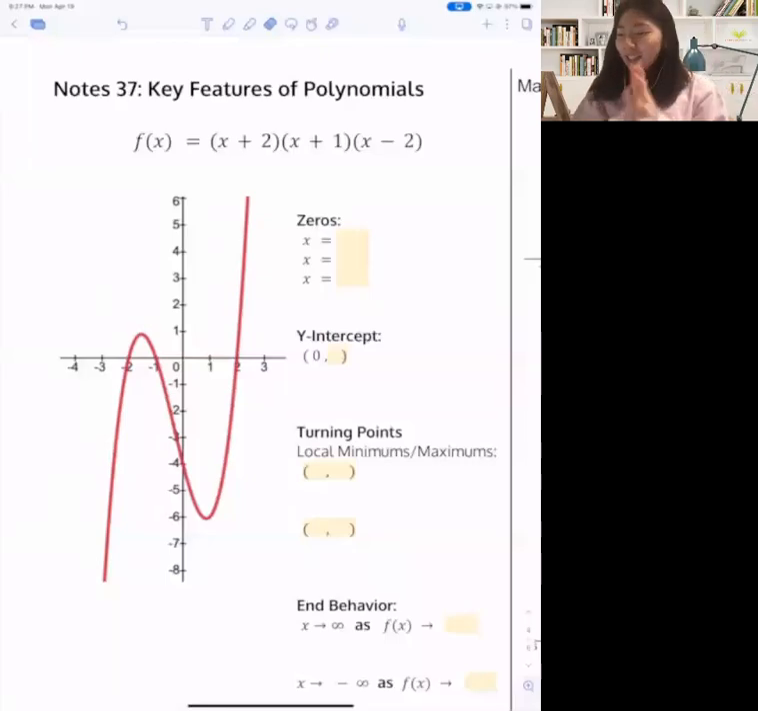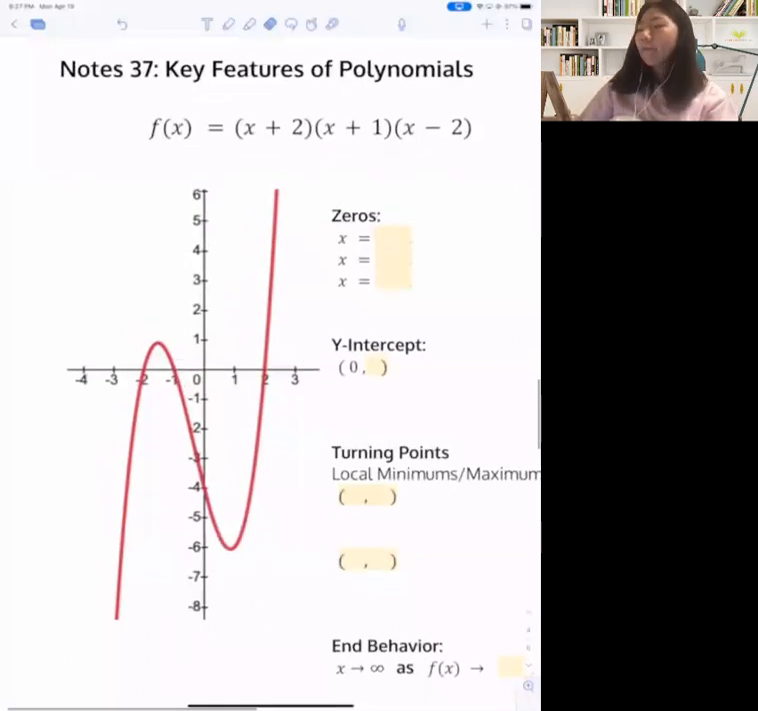Hello team! So today we're going to be looking at key features of polynomials. For the past few lessons, we've been working with polynomials, and let's see what new stuff we can learn about them. Here we have a function y equals (x + 2)(x + 1)(x - 2).